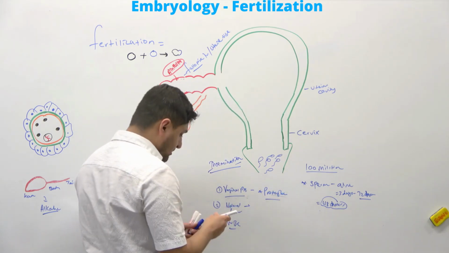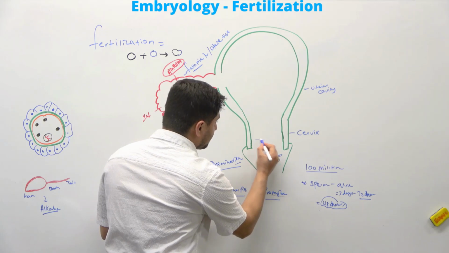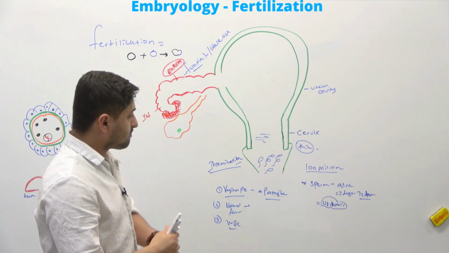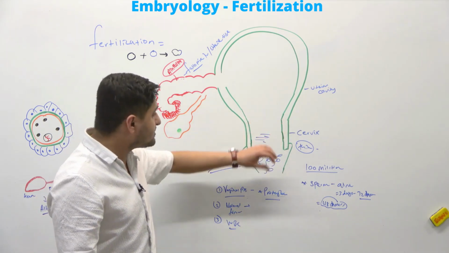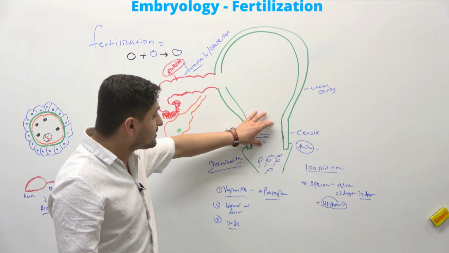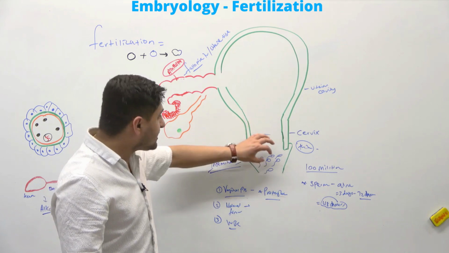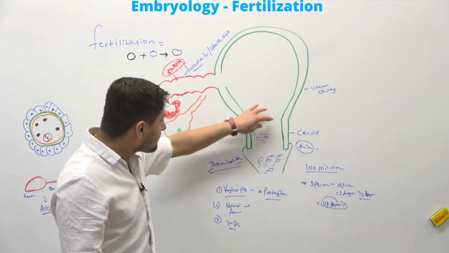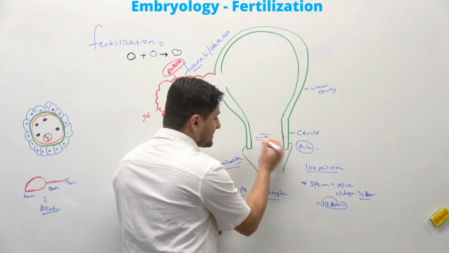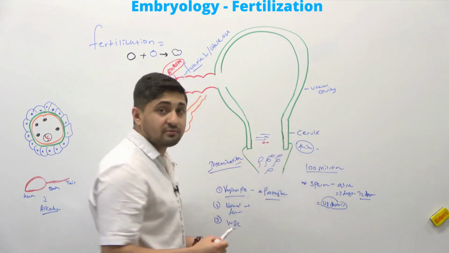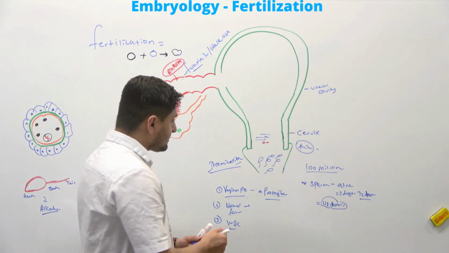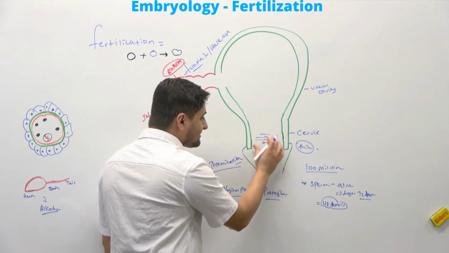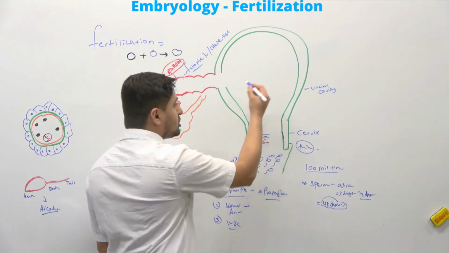And what do these prostaglandins do? Remember, they make the cervix thin. Normally, due to the presence of estrogen, the cervical mucus is thick and viscous, and in that case the sperm cannot travel. So you have to make it thin, so that the sperm can actually travel through it. So there's a release of prostaglandins, and they make a thin, beautiful environment for the sperm to go through.